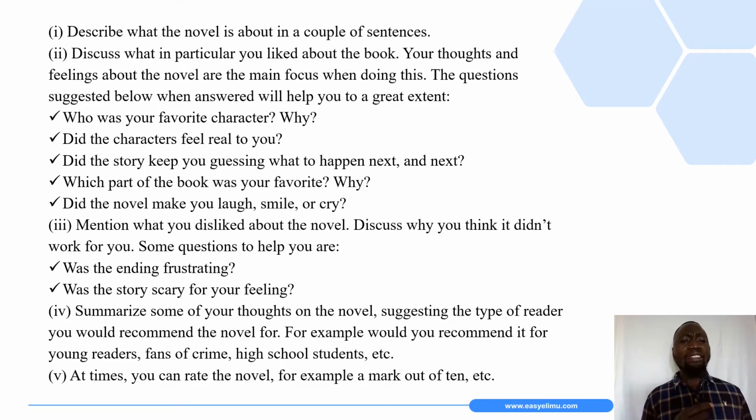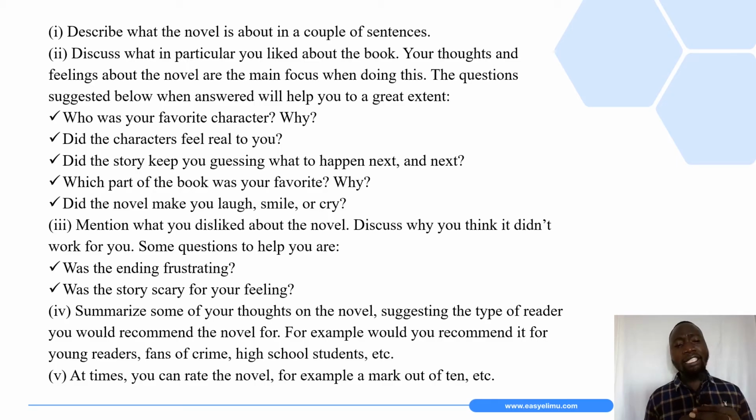So the third step, so those are just some of the questions that will help you to a great extent when discussing what in particular you liked about the book that you are reviewing. So the third step that we have, mention what you disliked about the novel. This is by discussing why you think it didn't work for you. So again, some questions that you can ask yourself to help you in this discussion are: number 1, was the ending frustrating? And number 2, was the story scary for your feeling?